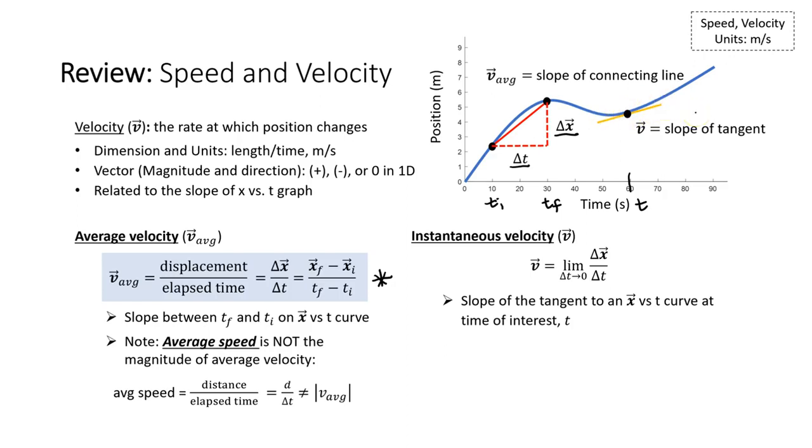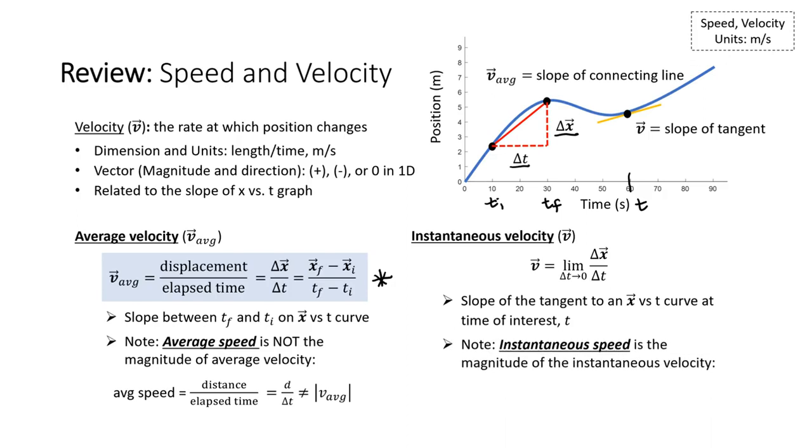And then remember, the slope of the tangent to the curve, which is that yellow line there, corresponds to the instantaneous speed right at that moment in time. So instantaneous speed is the slope of the tangent. Average speed is the slope of the line connecting the two points over which you want to take the time average for that speed.